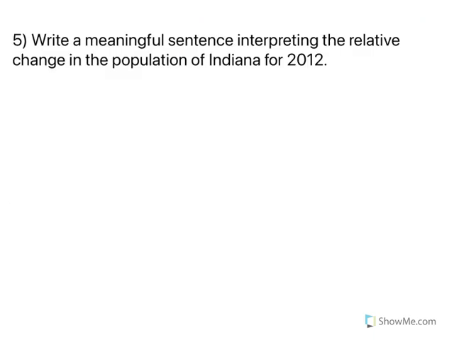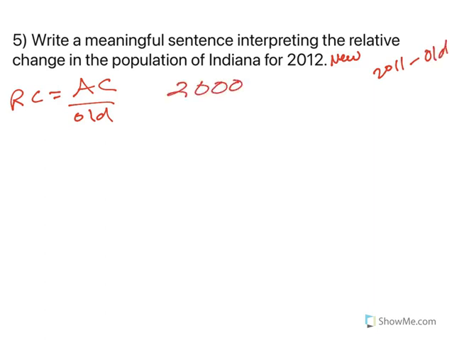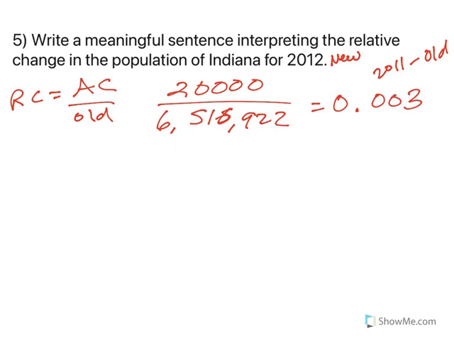Let's move on. Write a meaningful sentence interpreting the relative change in the population of Indiana for 2012. Well, relative change, again, is absolute change over the old amount. So if we're talking about 2012, that means 2012 is new. That means 2011 is old. So we know the absolute change is 20,000 because that's the annual change, and the old amount is 6,516,922. We get 0.003, which if we change that to a percent by multiplying by 100, we get 0.3%.